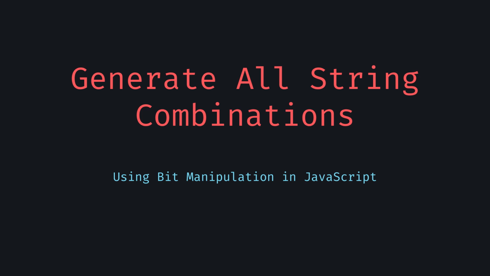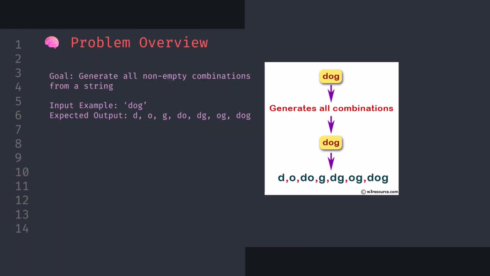Welcome. In this video, we write a JavaScript function to generate all combinations of characters in a string. It is a great exercise for understanding bitwise operations. The task is to take a string like dog and generate every possible combination of its characters without repetition. These include both single letters and combinations like do, og, and dog.